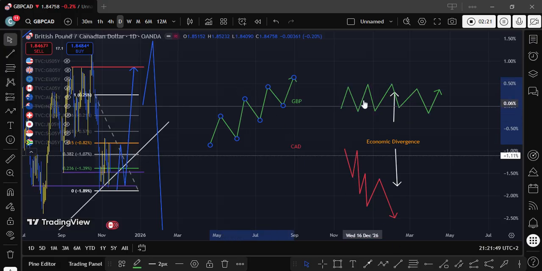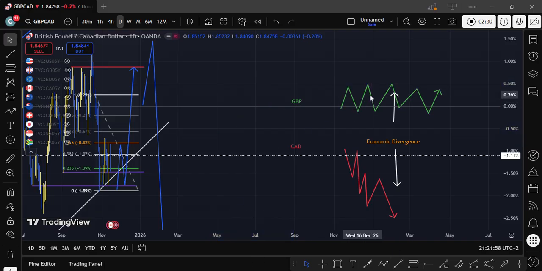So for this trade to fail, the opposite needs to happen. Let me show you what the opposite will look like. We talked about the pound moving sideways. If the pound is moving upwards, we're making more money. If the pound moves sideways and the CAD keeps collapsing, we'll still make money. The market will still go up. However, for the trade to fail, the opposite needs to happen.